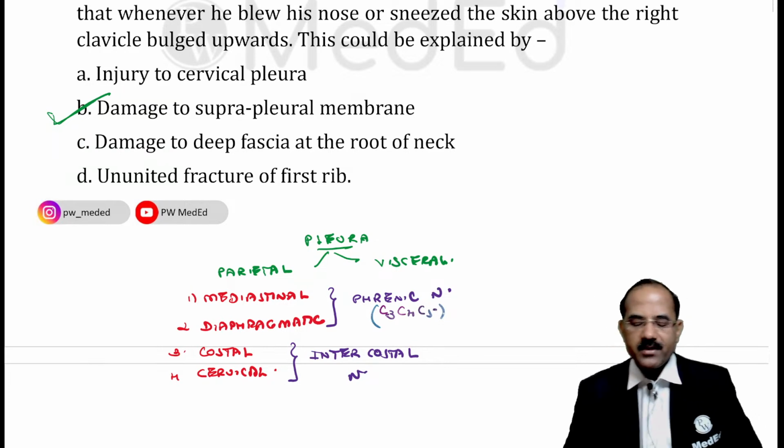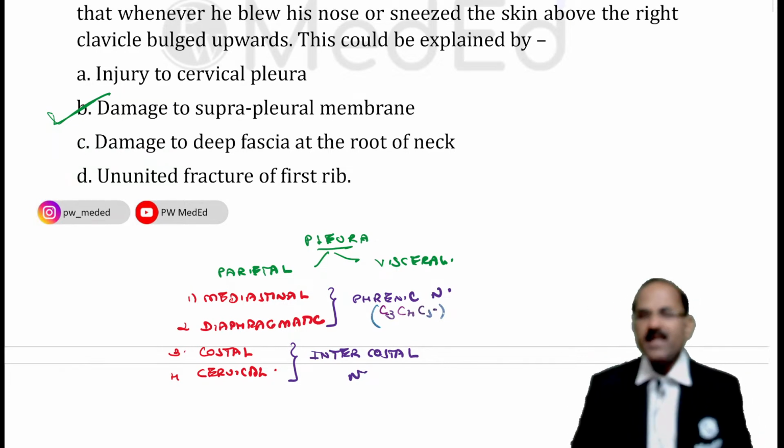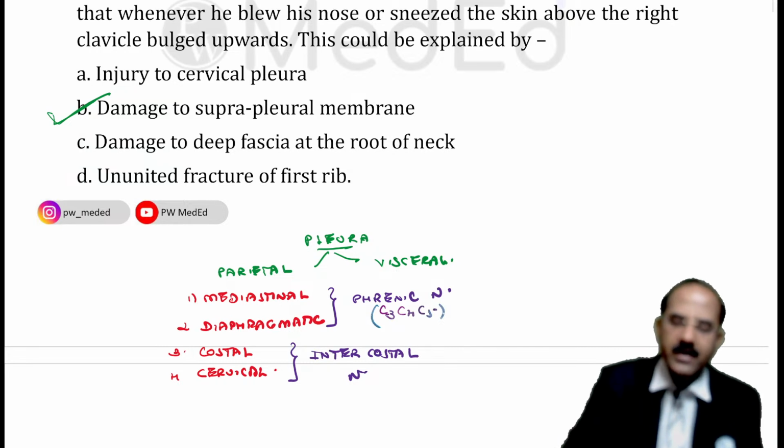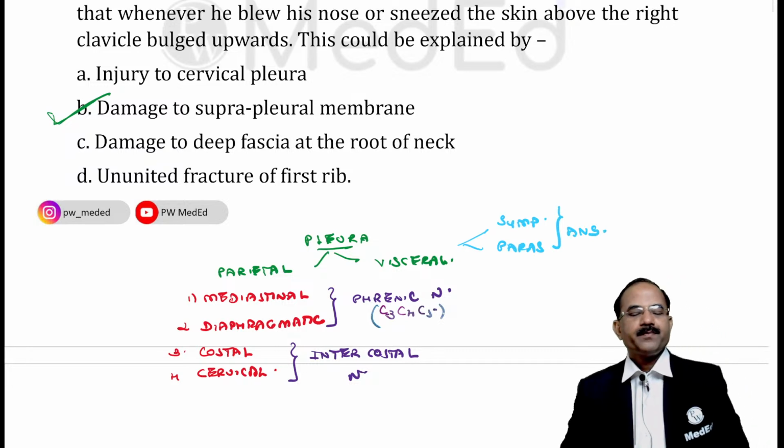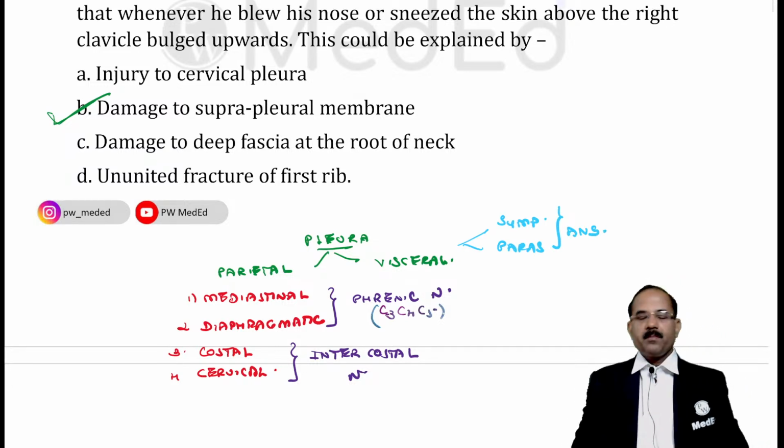So parietal pleura is of four types, and I have told you the nerve supply. And what is the nerve supply of visceral pleura? Sympathetics and parasympathetics. This is the autonomic nervous system. Okay, perfect.